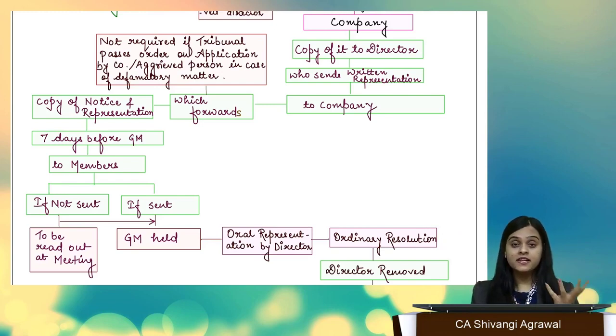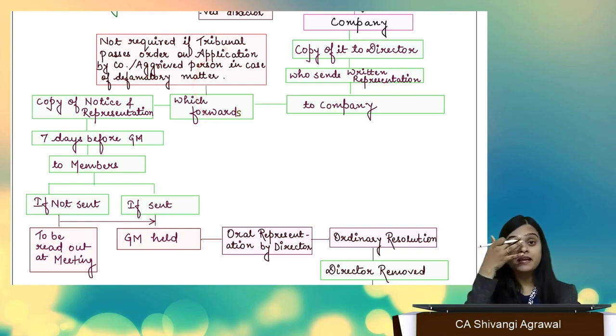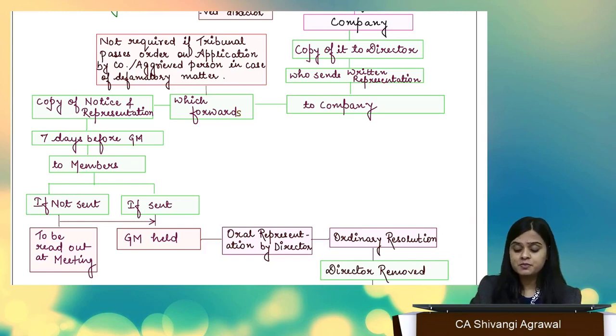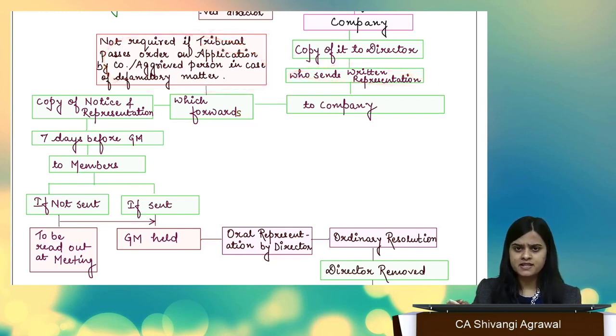Now, when the written representation reaches the company and they read it, they get disturbed and they feel that how can we let this be circulated to our members? So to seek a solution, they may move to the tribunal. So they make an application and they say that we understand that the director has a right to make a representation, but such type of representations that he is making cannot be circulated. So the tribunal might order that there is no need for circulation of this written representation or reading it out at the meeting, right? So in such case, this written representation may not be circulated. Otherwise, it will be circulated.